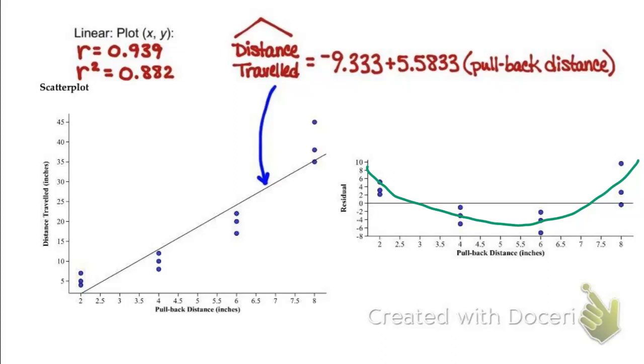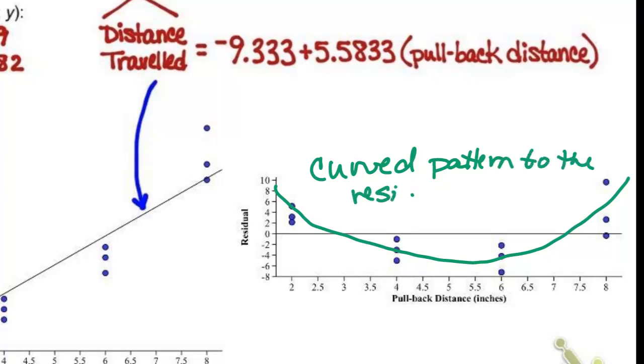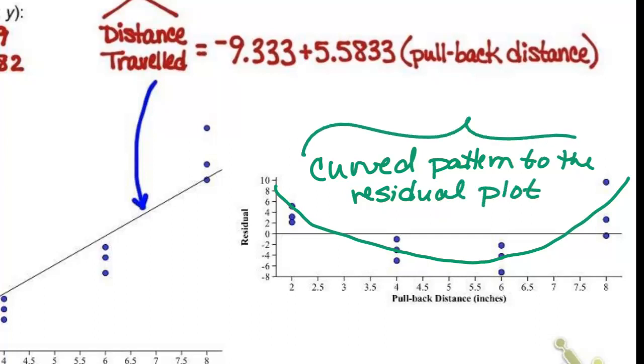What did we say the other day that meant about this? That it's not got a linear pattern to it. I can see it has a linear-ish pattern to it. It certainly has a very strong R value, but is a linear model the best model for it? No. There's this leftover curved pattern. Linear model is not the best fit.